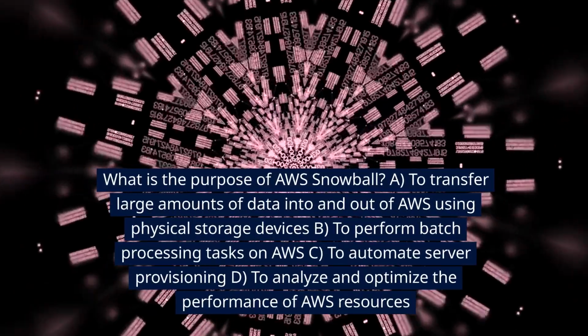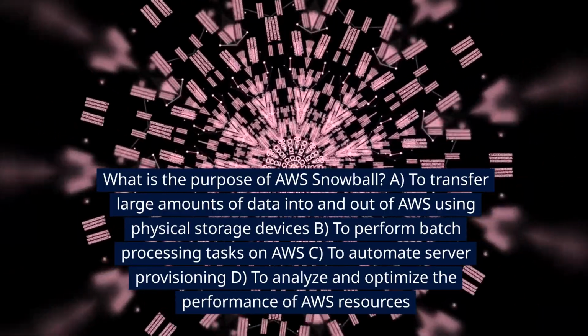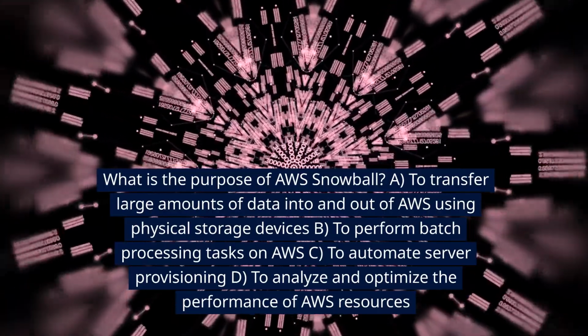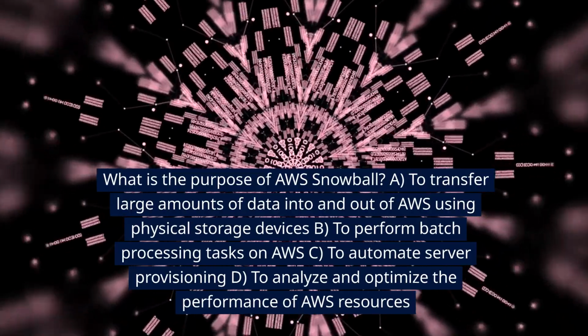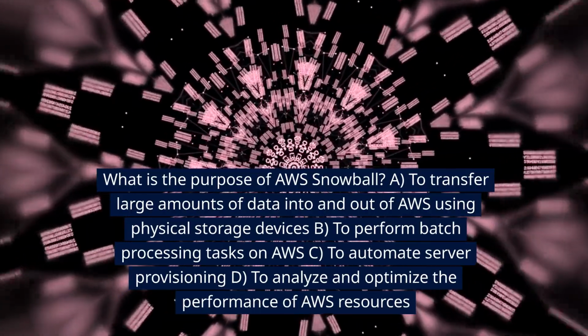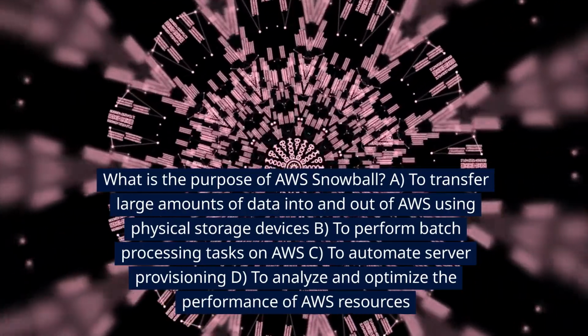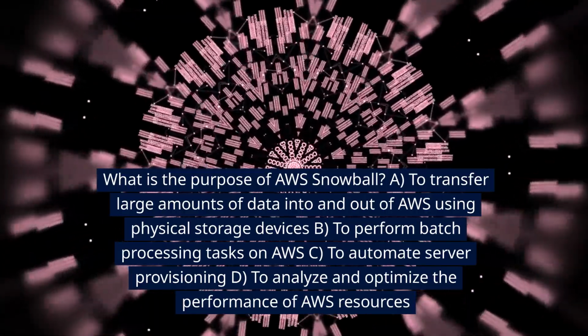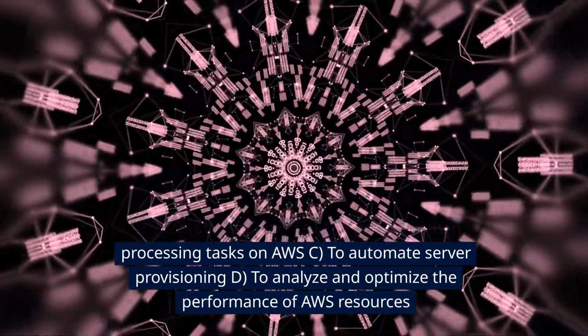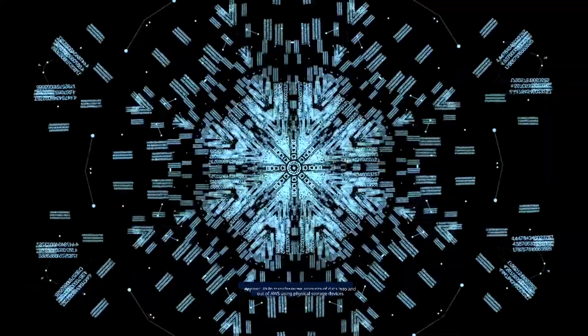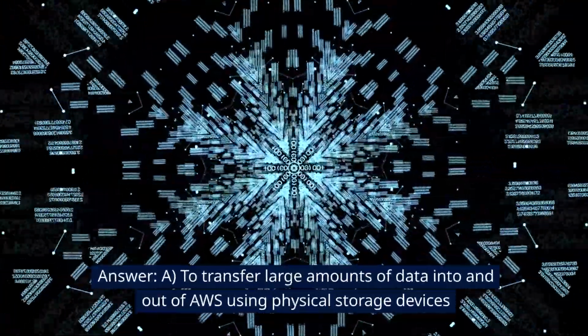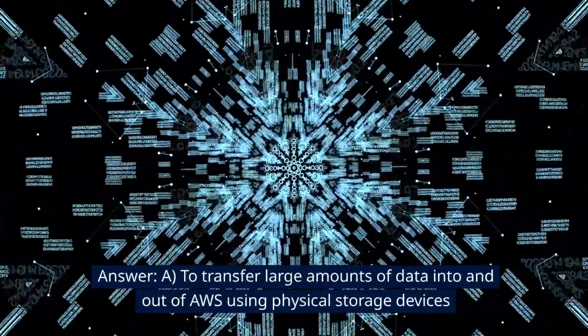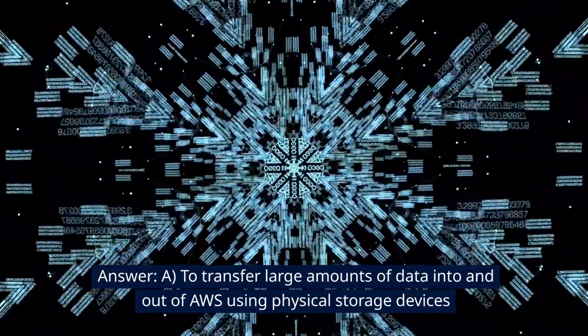What is the purpose of AWS Snowball? A. To transfer large amounts of data into and out of AWS using physical storage devices. B. To perform batch processing tasks on AWS. C. To automate server provisioning. D. To analyze and optimize the performance of AWS resources. Answer: A. To transfer large amounts of data into and out of AWS using physical storage devices.